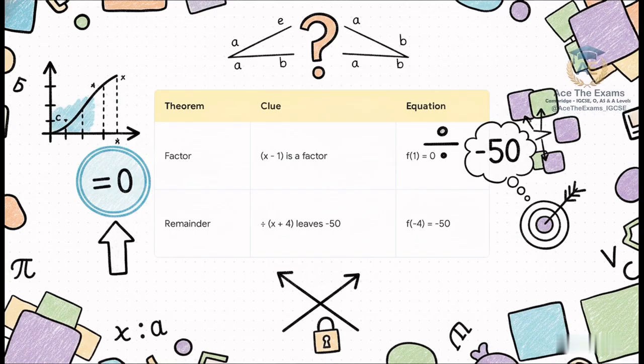Now the remainder theorem works the exact same way. If the question states dividing by x plus 4 leaves a remainder of negative 50, then plugging in a negative 4 for x must equal negative 50. So f of negative 4 equals negative 50. 2 simple substitutions generate 2 clean linear equations. Solve them simultaneously and you've found a and b.